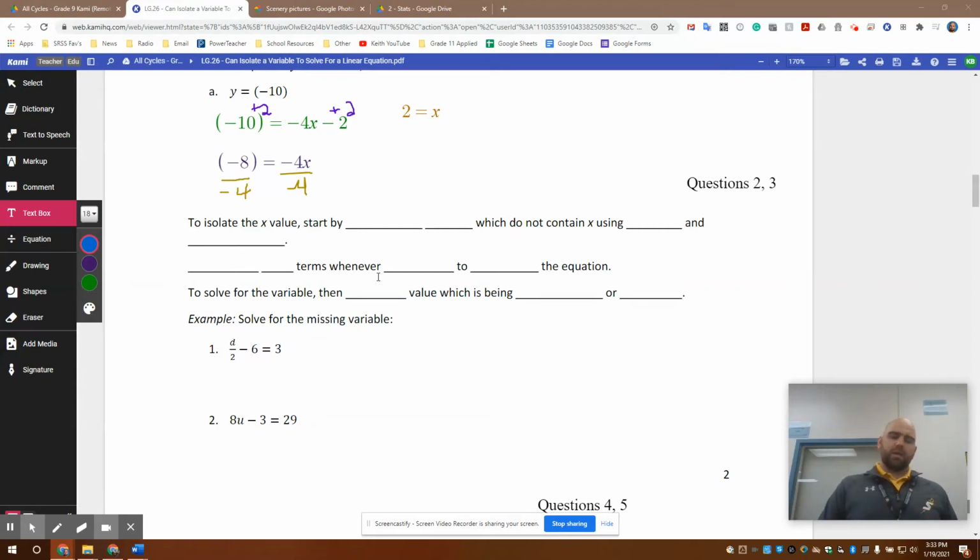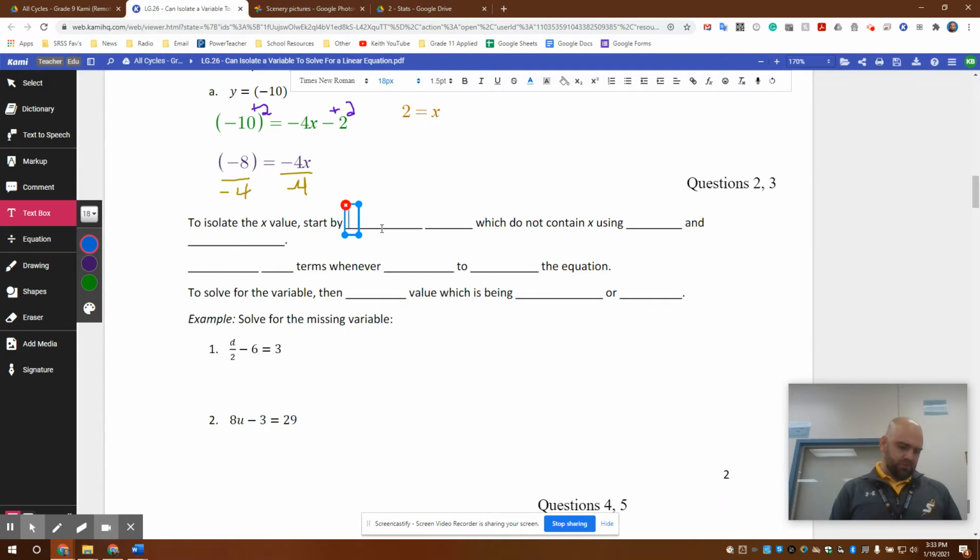So now we've taken a look at single step operations, and now we're going to take a look at multi-step operations, which we just touched on in the last example, where we had two different steps that we needed to get rid of. Now to isolate the X value, we need to start by removing the terms which do not contain X, or do not contain the variable that we're trying to solve for, using adding and subtracting.